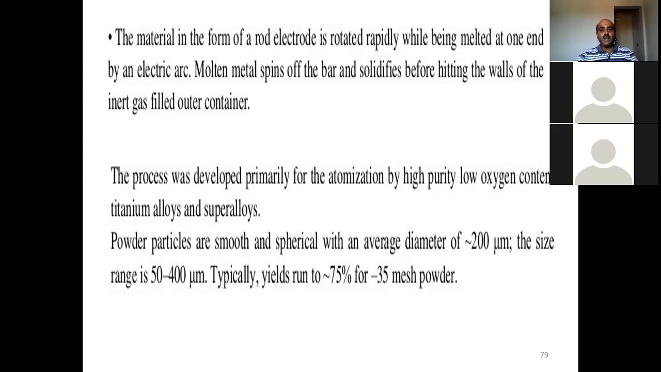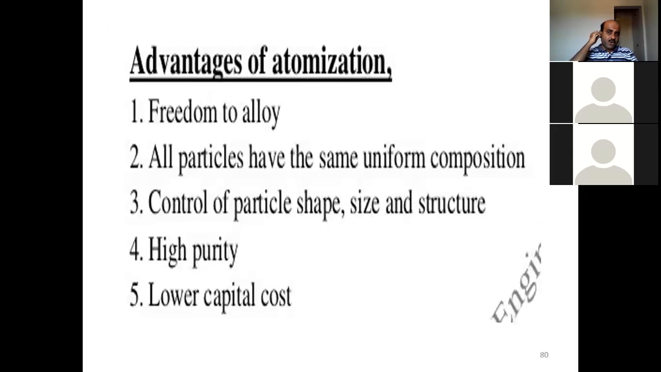So that is the process of centrifugal atomization. Now the advantages of atomization. Freedom to alloy, you can make any kind of alloy. All particles have the same uniform composition. Control of particle shape, size and structure. High purity, low capital. These are some of the advantages of atomization, that is, any atomization, whether it is gas atomization, liquid atomization or centrifugal atomization. All these advantages hold good for all: freedom to alloy, uniform composition, control of particle shape, size and structure, high purity and low capital.